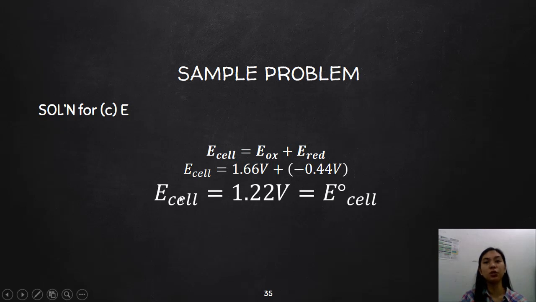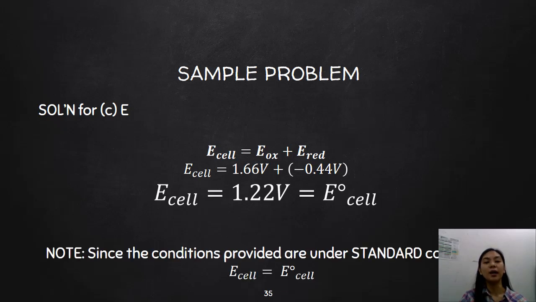So, yan po yung potential ng voltaic cell or your galvanic cell, which is also equivalent to your standard cell potential or your E0 cell kasi nga it is under standard condition, which is 298 Kelvin and 1 atmosphere. So, ayan po yung note. Since the conditions provided are under standard condition, your cell potential is equal to the standard cell potential. Pag hindi po, ibig sabihin, pag hindi standard yung condition, you make the necessary adjustment using the Nernst equation.